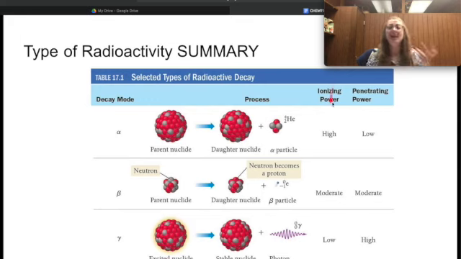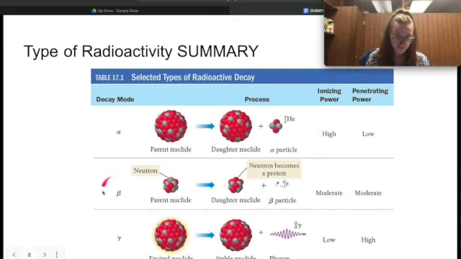So here's a table to kind of summarize what I was saying, to give you a little bit more straightforward idea about these radioactive particles here. So if we have an alpha particle being emitted, that means we have a high level of ionizing power and a low level of penetrating power. Remember, it's the biggest of the three. However, it does have the greatest chance of affecting you.